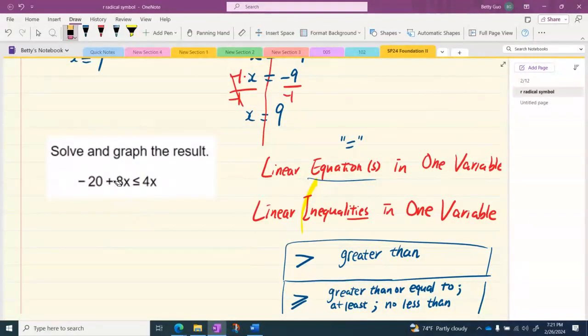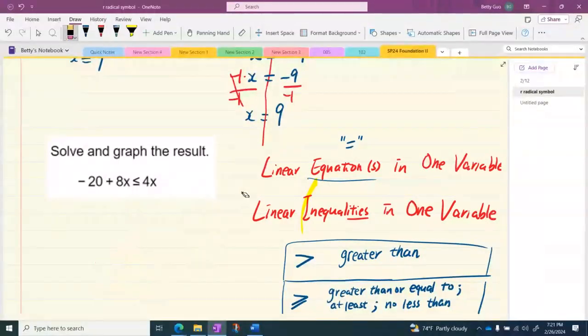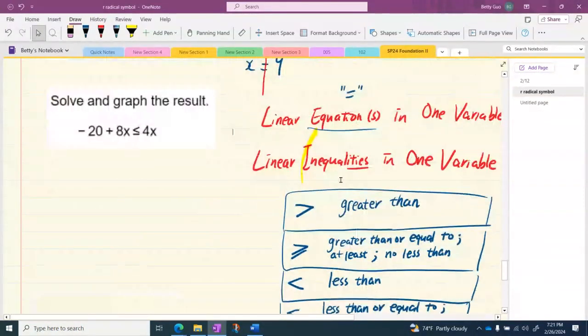Linear means if the variable x appears, the exponent on the shoulder of the variable is 1. You don't see square, you don't see cube, you don't see 1/2, you don't see x to the power -1. That makes it linear. One variable means you do not see a second variable. You only have one variable. Very, very simple. Since the two things are so close name-wise, in fact the solving process is also very similar.